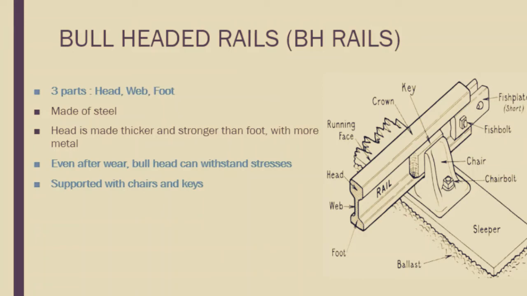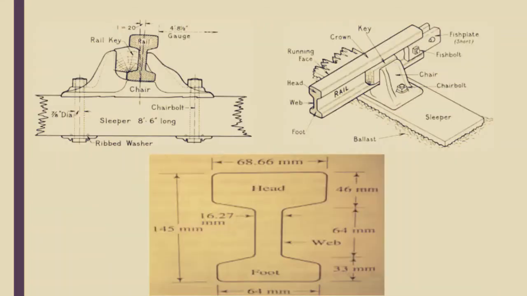But the fastening of these rails is a bit complicated. They used chairs and keys to fix these rails with the sleepers, and we will look at the details in the next slide. So these are the three figures that are related to BH rails, and you can see the chair and key arrangement used to fix the rails over the sleepers.